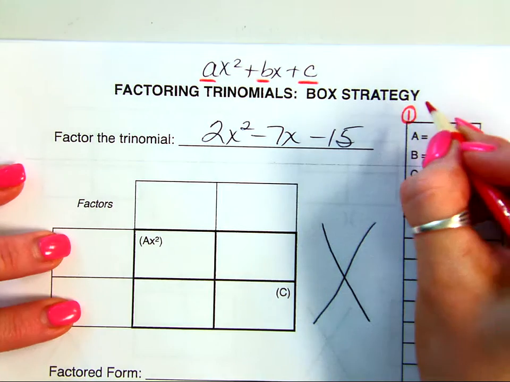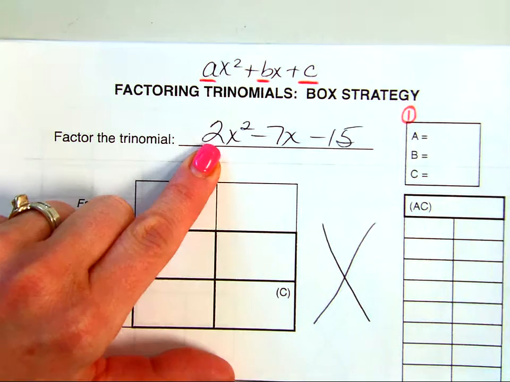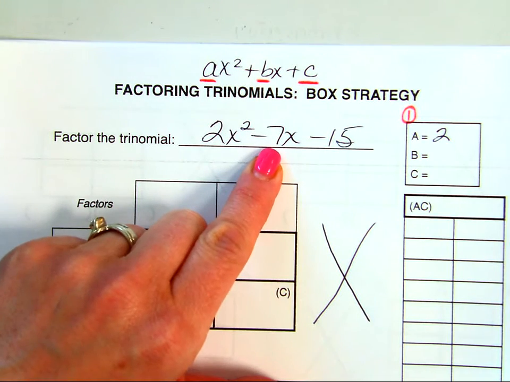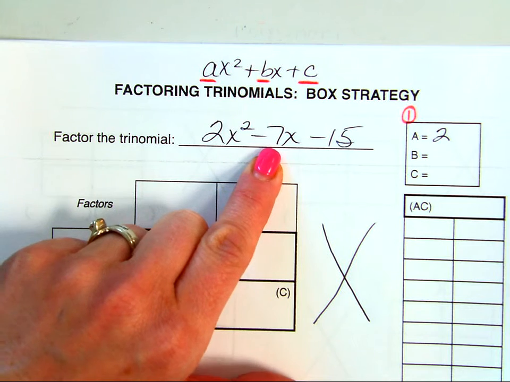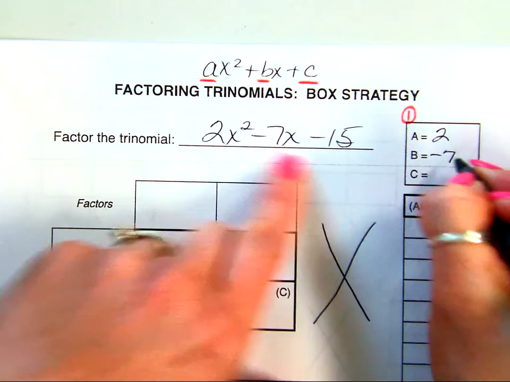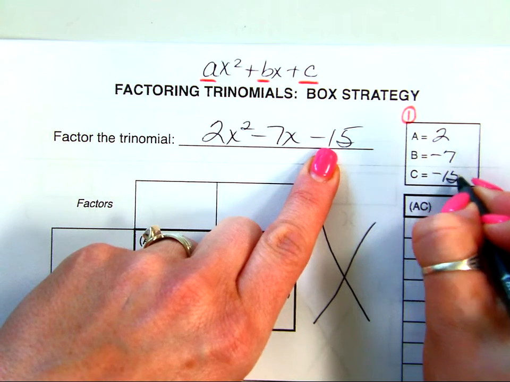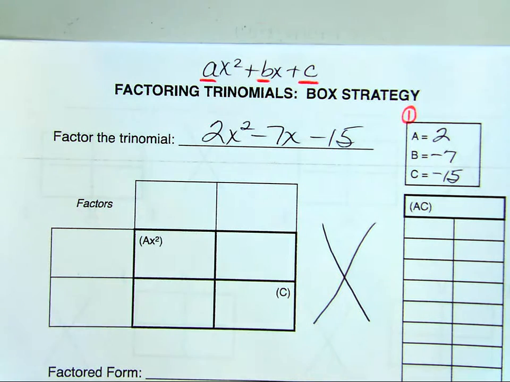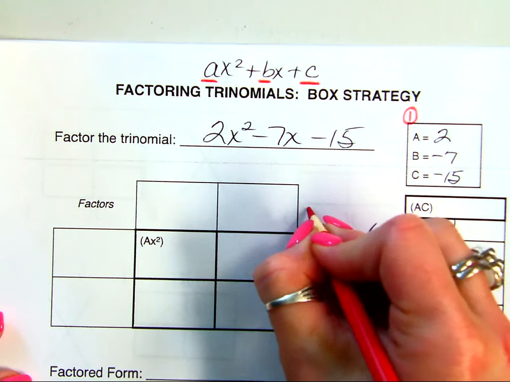So a is 2. b is, be careful, you know by now, that's not just a 7. That is a negative 7, and c is a negative 15, right? Okay, so step 1 is done. I just identified them. Step 2 is going to be to fill out your X box.